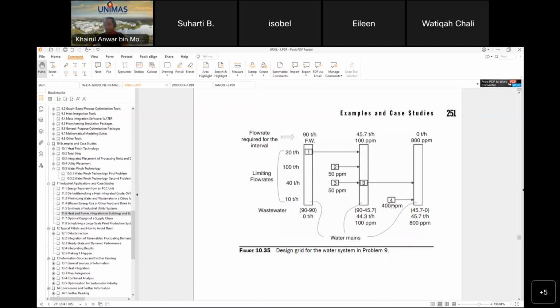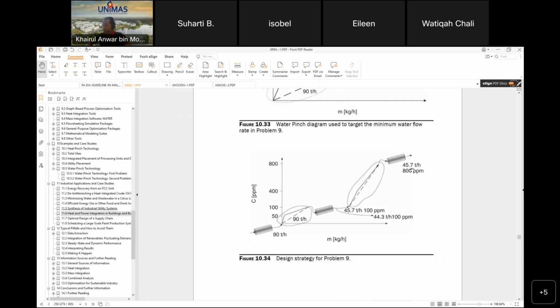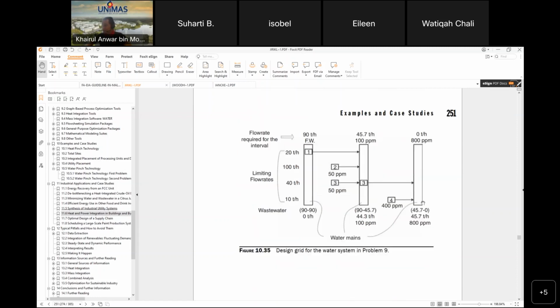Then 4 is 400 ppm into the last, what we call it, grid. So 0 ton per hour at 100 ppm. Based on this, 45.7 is the wastewater.